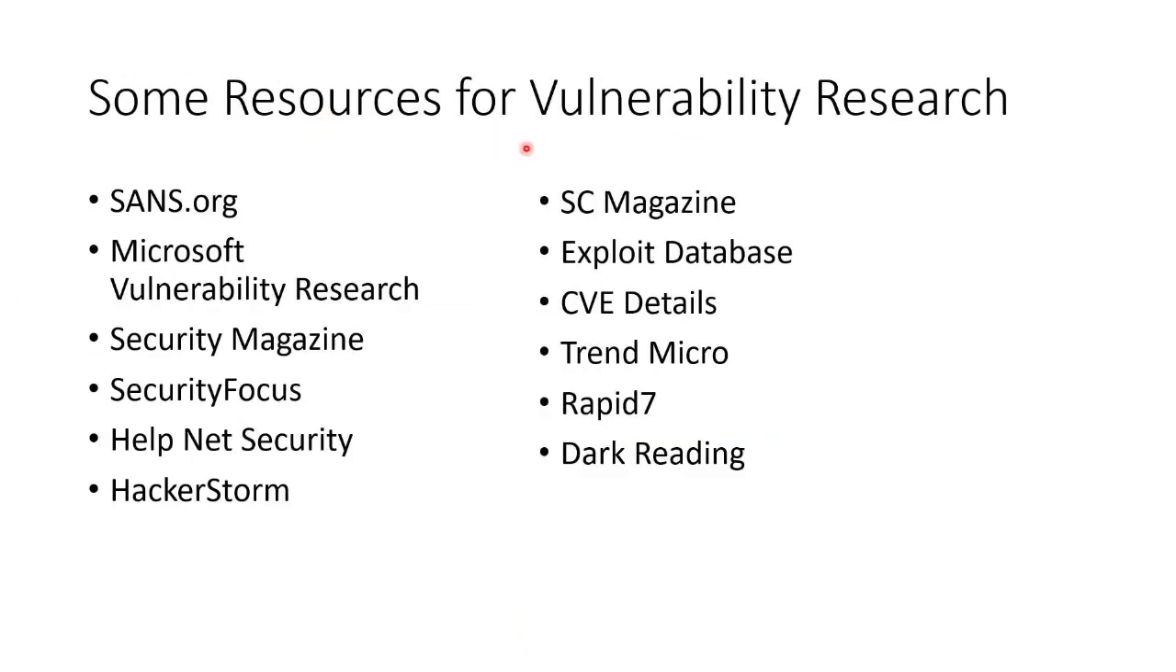So some places you can go for vulnerability research. A big one, SANS.org. Also, Microsoft has one. There are online magazines, there's Security Focus. There are hacker sites like HackerStorm, Rapid7. There are the antivirus people like Trend Micro. There's CVE Details, and Exploit Database, which we saw when we did Google Dorking, Google hacking. You can also search to see if exploits even exist, and other places as well.